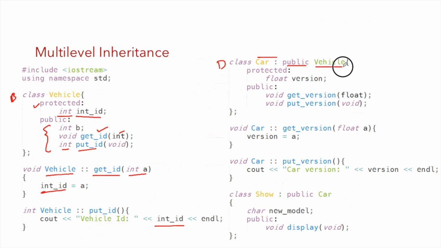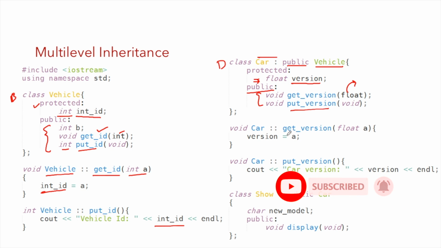The base class name is vehicle. We are adding one more protected data member into the derived class, of type float, calling it version. And then we have two more functions which are public. The functions are get version and put version. Get version is receiving one value of type float.